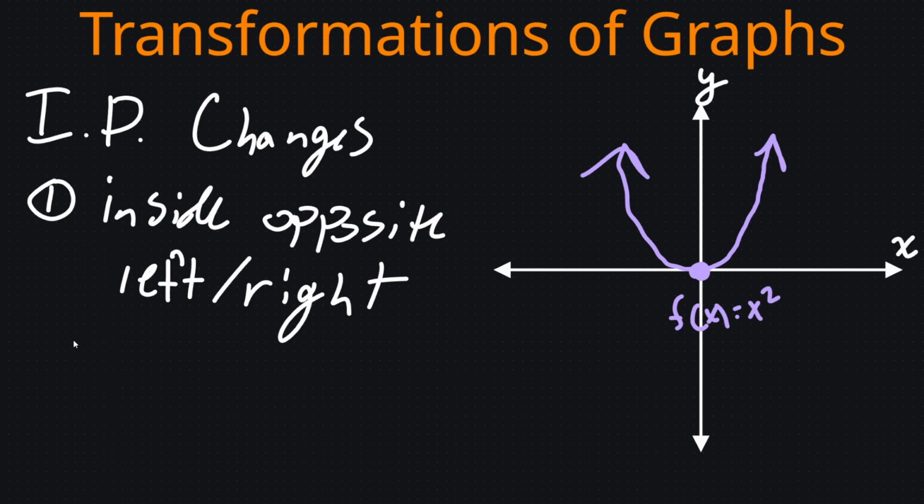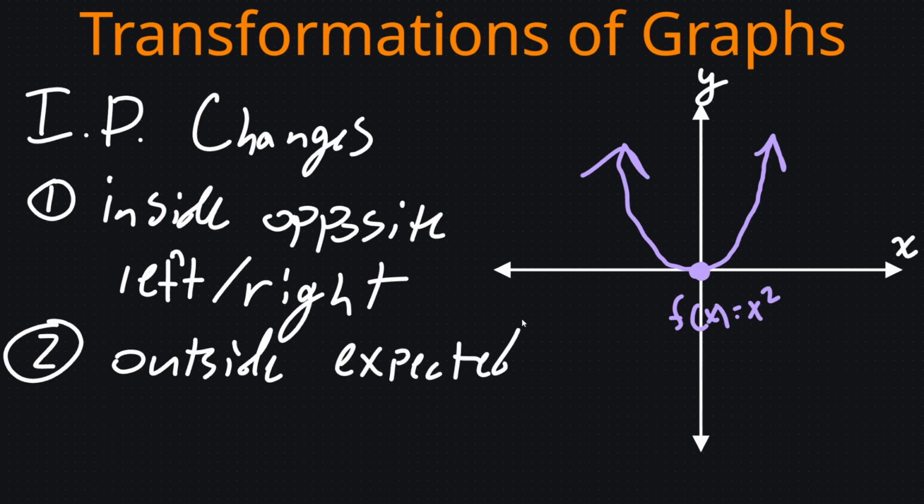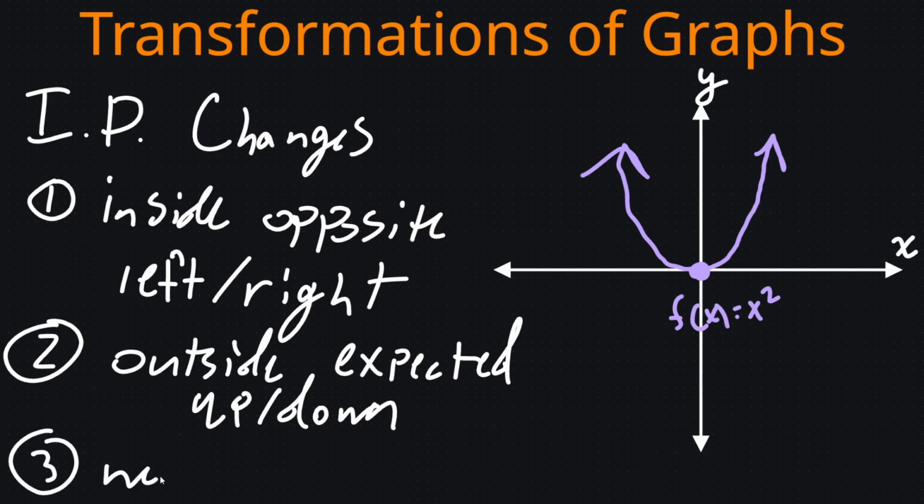So it's going to move it left/right, it's going to squeeze it left/right, it's going to flip it left/right, things like that. The second thing to keep in mind is that whatever happens on the outside of parentheses is what you expect. It's expected. And then it's going to move it up and down. It's going to be vertical action. So inside of parentheses is going to be left, right, or horizontal action. Outside of parentheses is going to be an up, down, or vertical action. And lastly, negatives flip, right? So if you have a negative multiplied by a function, it's going to flip it.